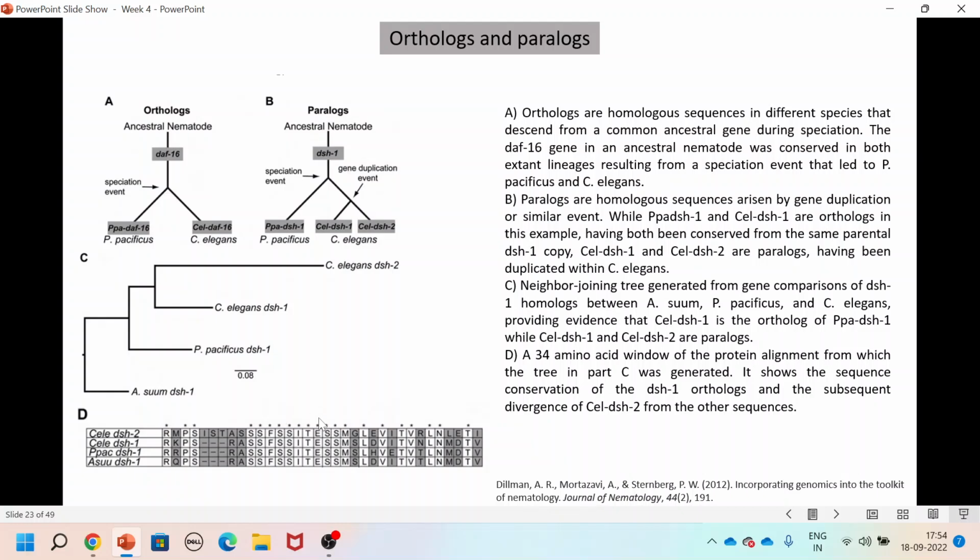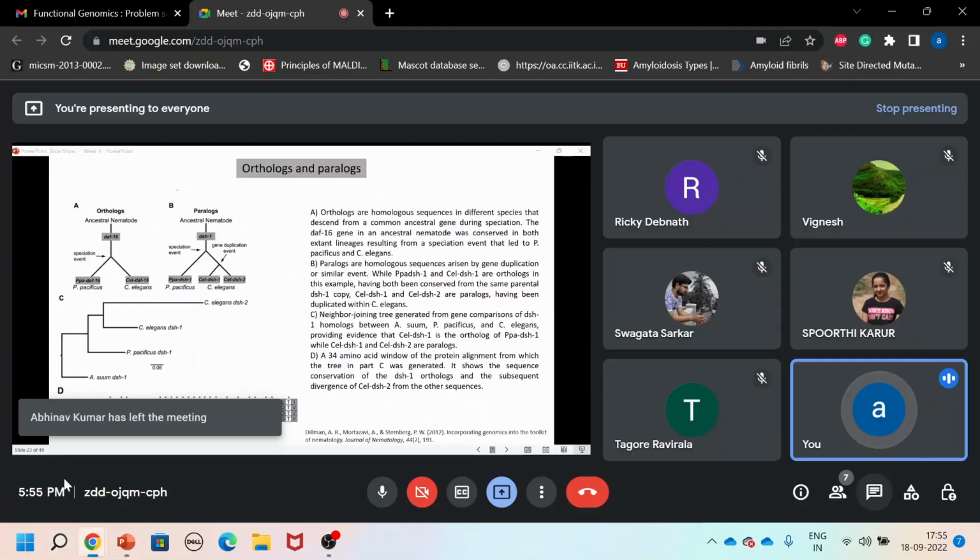A similar example is hemoglobin and myoglobin. Hemoglobin in humans is ortholog to hemoglobin in chimpanzees, but the myoglobin in humans is paralog to the hemoglobin in humans because it is supposed to have originated as part of a gene duplication event during the course of evolution. So, is it clear or any doubts?